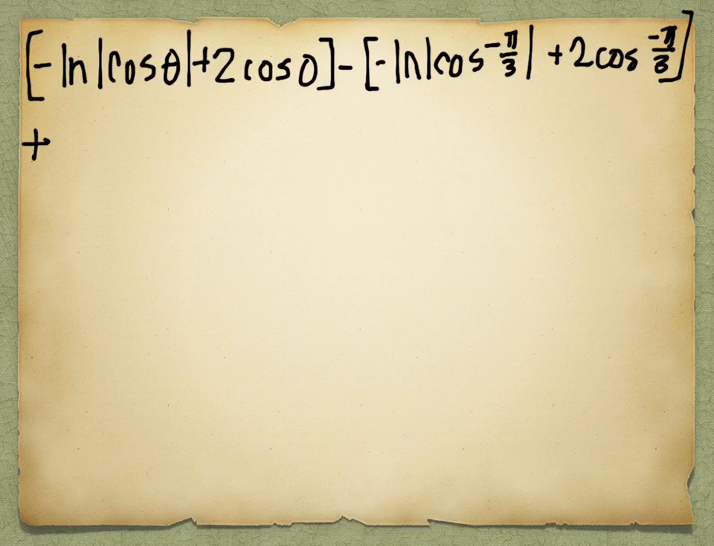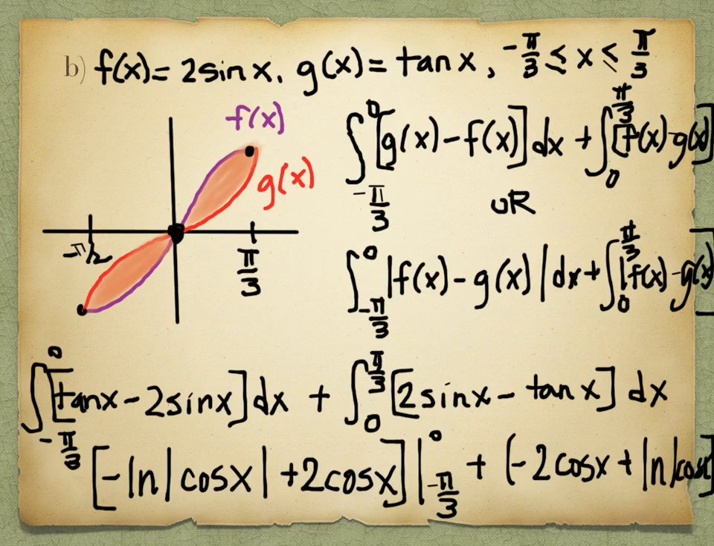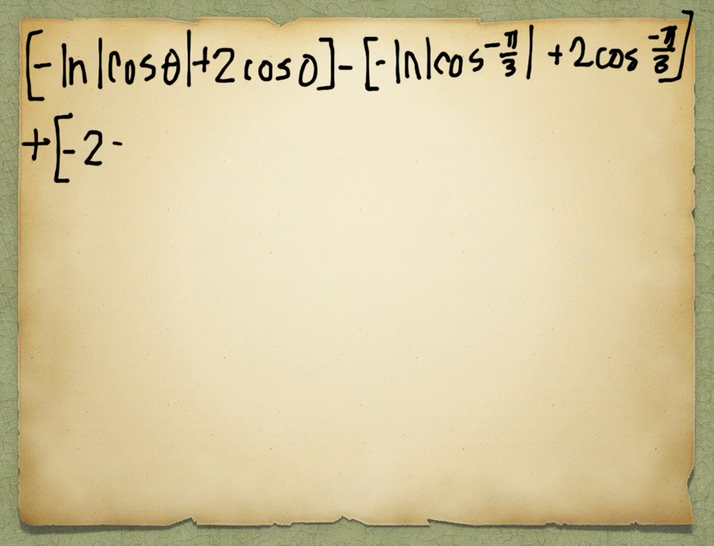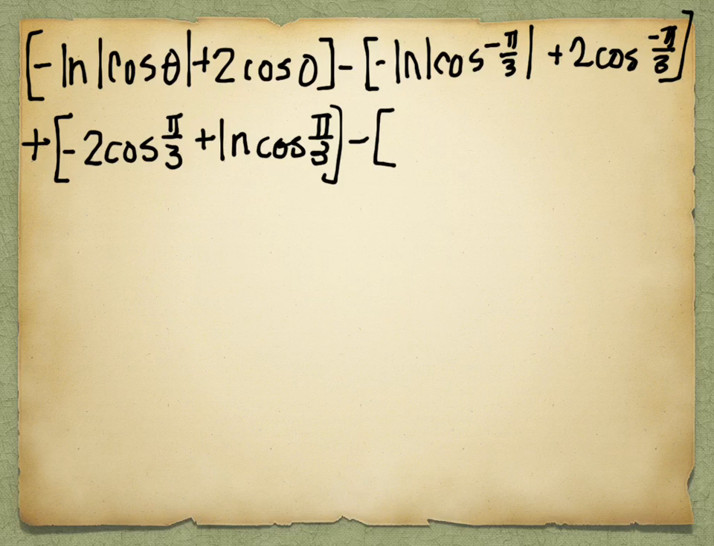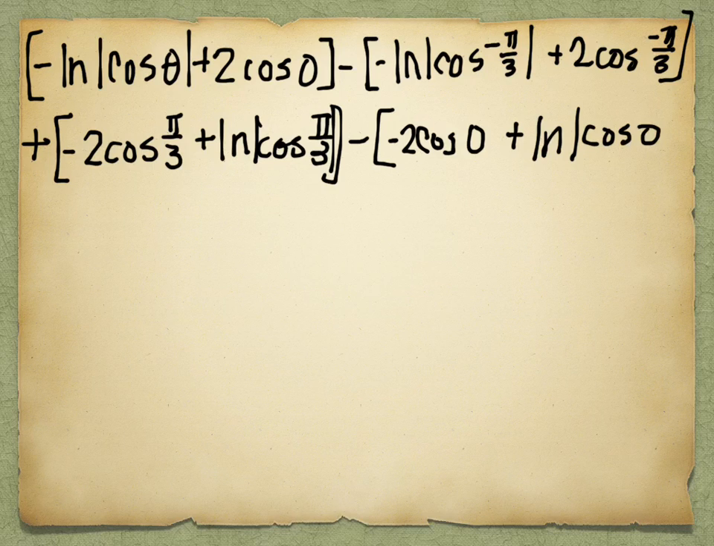All of this is supposed to be added to the other antiderivative that I had, where we plugged in the pi over 3 and 0. So on this other one, what was my expression over here? Negative 2 cosine. Pi thirds gets plugged in first. Was it plus natural log? Plus the natural log of the cosine of pi thirds. That is minus the same expression with 0 plugged in. So negative 2 cosine of 0 plus the natural log, oops, this is supposed to be absolute values, of the absolute value of cosine of 0.